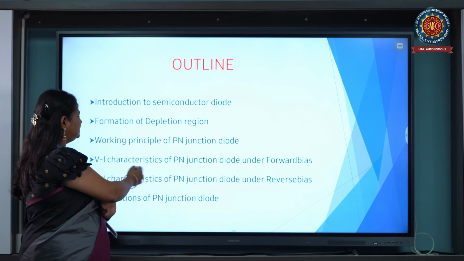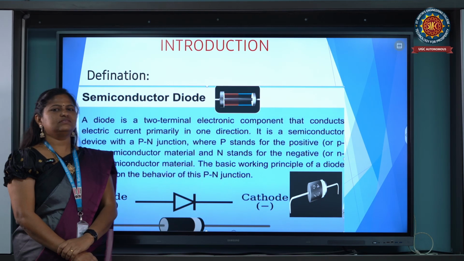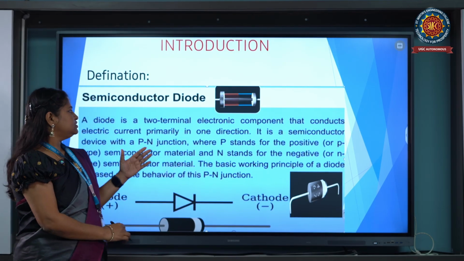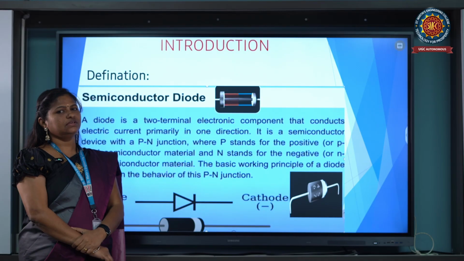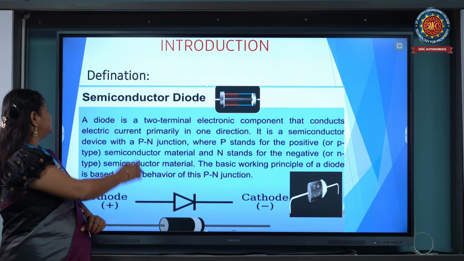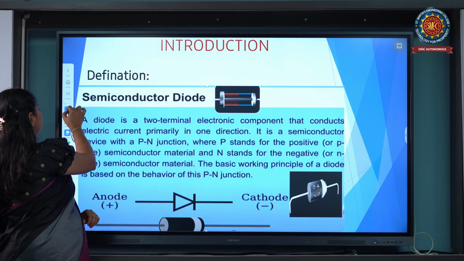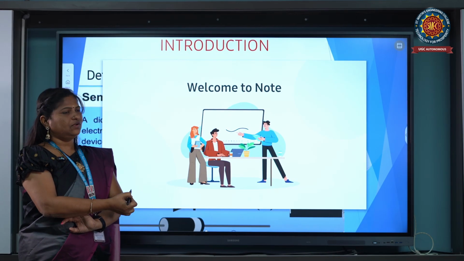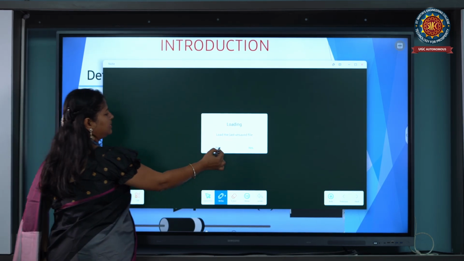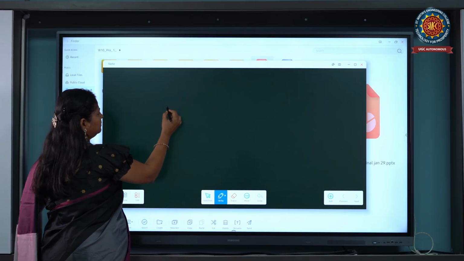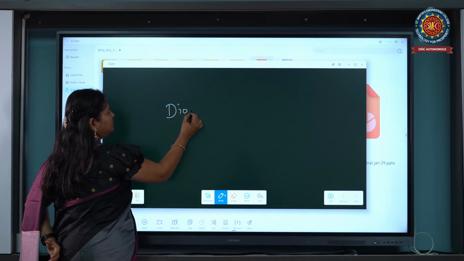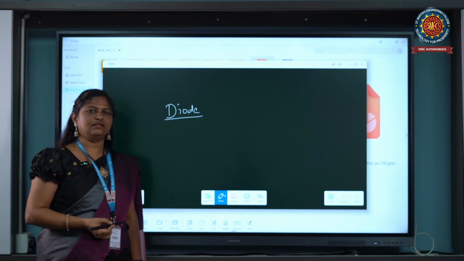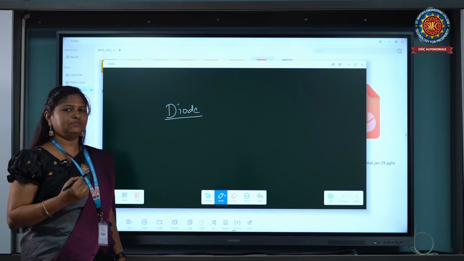Let us see what a diode is. A diode is a two-terminal semiconductor device which acts like a switch, and it is formed with semiconductor material. Before going further, we first have to know what a diode is and how it is manufactured. A diode is a two-terminal device made up of semiconductor material. We have to know what a semiconductor material is.